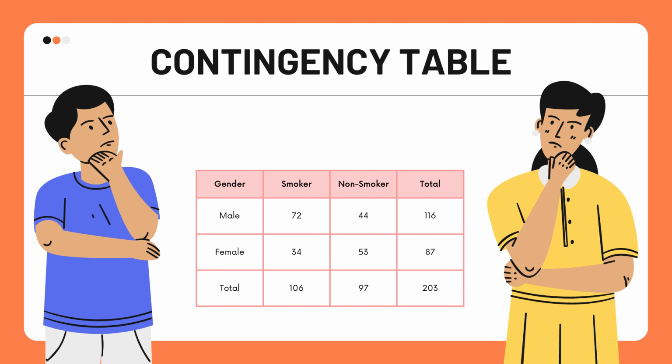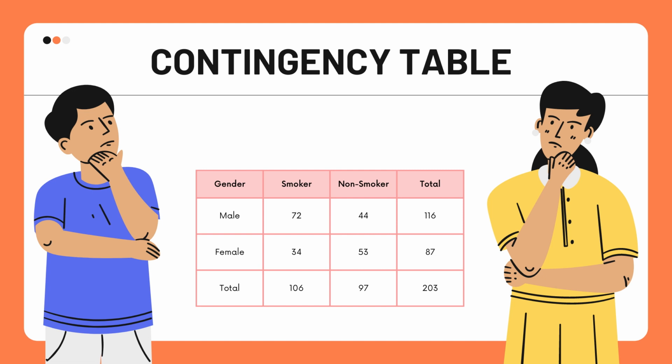If we move into the center, we can see that 72 students surveyed were male smokers, 44 were male non-smokers, 34 were female smokers, and 53 were female non-smokers. 106 of the total number surveyed were smokers, 97 were non-smokers, 116 were male, and 87 were female.